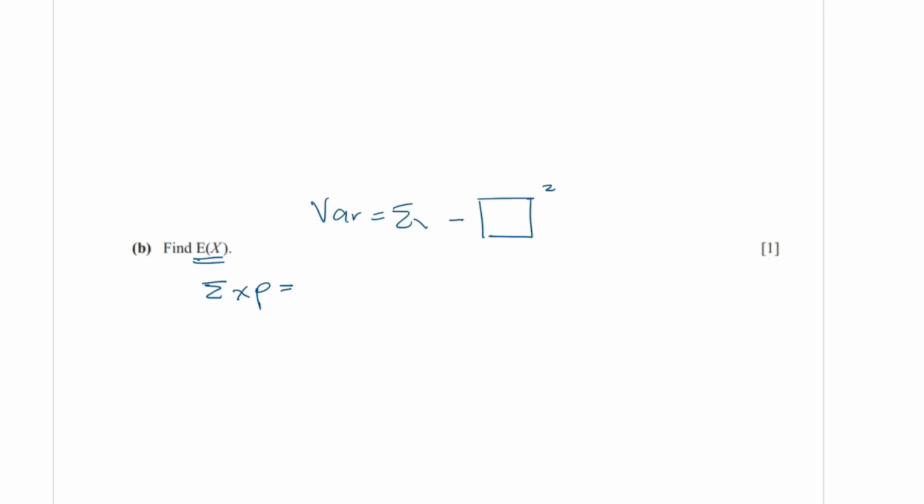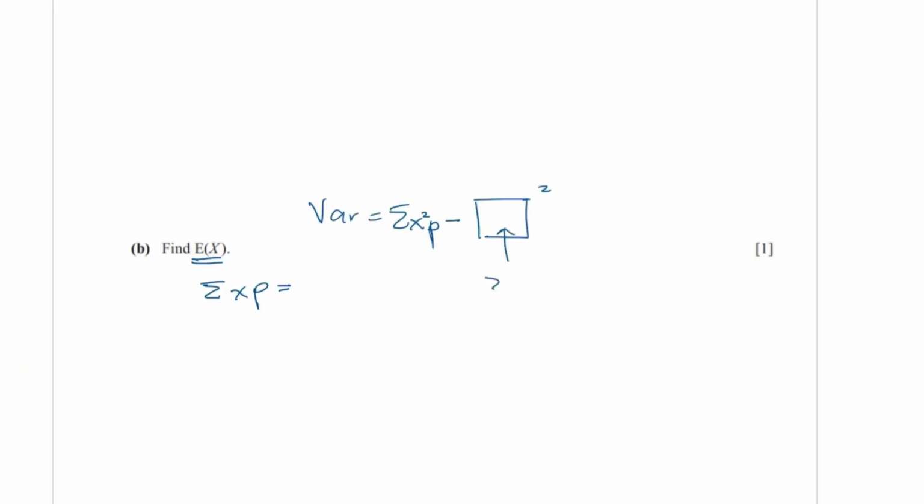Now question B is asking you to find EX. Do not get confused with variance of x. EX is just the summation of x times p. You don't have to square this. Remember, on your variance of x, EX is located at the part where you are subtracting and then you square them. So variance of x is simply summation of x squared p minus summation of xp, and then you square them.